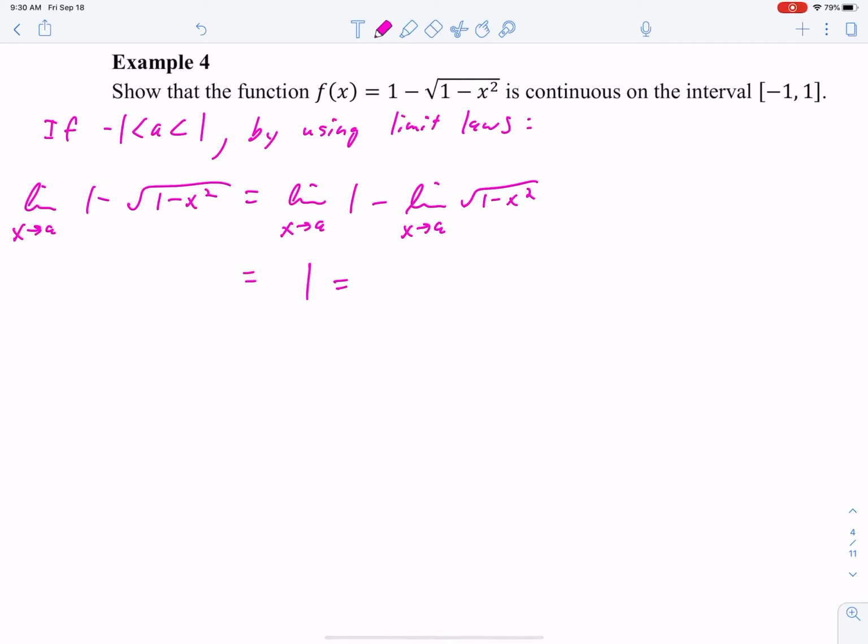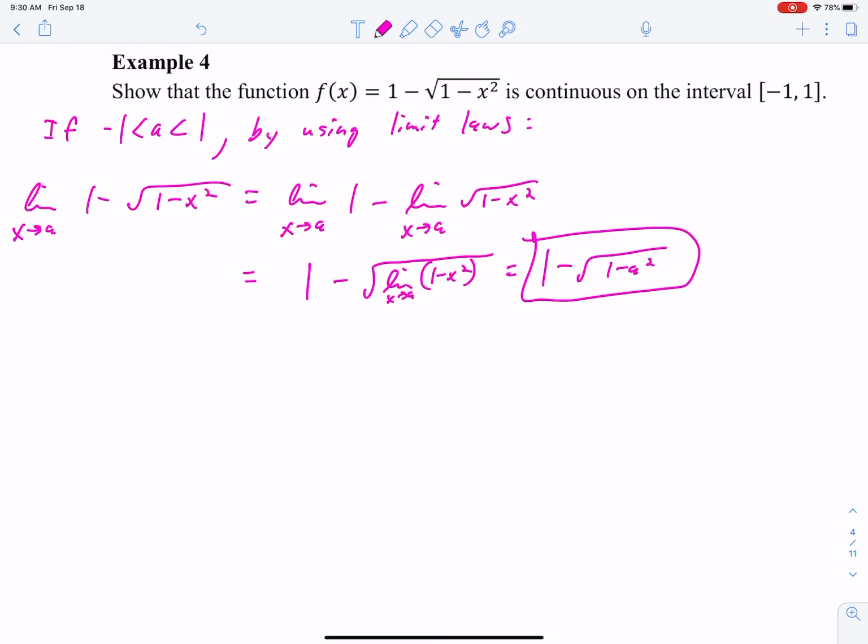Now we're going to use the square root limit law. So we're going to say the square root of the limit as x approaches a of 1 minus x squared. Well, 1 minus x squared is a polynomial, and therefore a must be in that domain, which means we can just simply plug in. So we've got a limit of 1 minus radical 1 minus a squared. That's the limit as x approaches a of the function that's been given. All right, so the limit of this function exists.